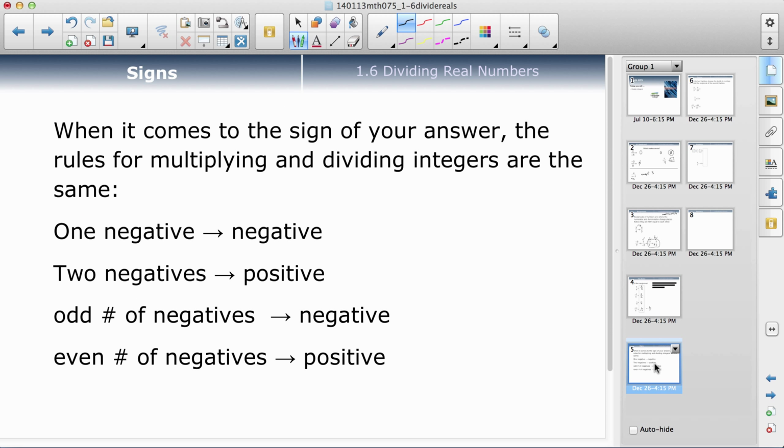Now, just in terms of the signs when you're dividing numbers or real numbers, signs are the same as we did with multiply. If you have one negative, you're stuck with it. So your answer is still negative. If you have two negatives, they cancel, and your answer is positive. Or more globally, if you have an odd number of negatives and you're dividing, your answer is negative. If you have an even number of negatives and you're dividing or multiplying, your answer is positive.